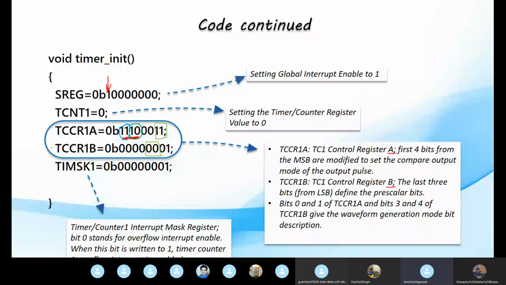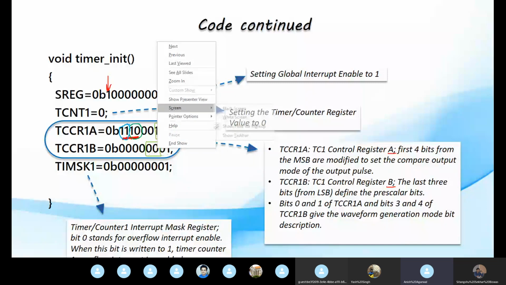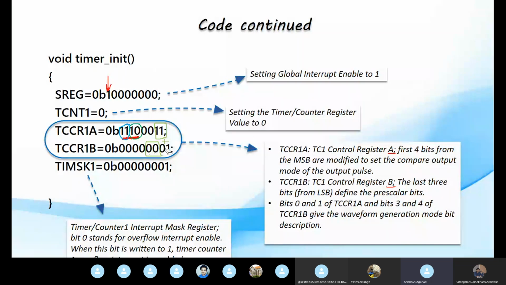For generation of the wave, I told you that we need to set a top value. So how do we tell the microcontroller the top value? For that, we need the last two bits of TCCR1A, and we also need the fourth and the fifth bit, not the third and the fourth, like it has been encircled wrong here. We need the fourth and the fifth bit of TCCR1B.